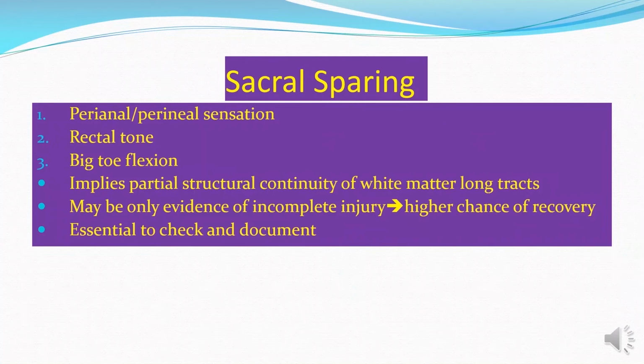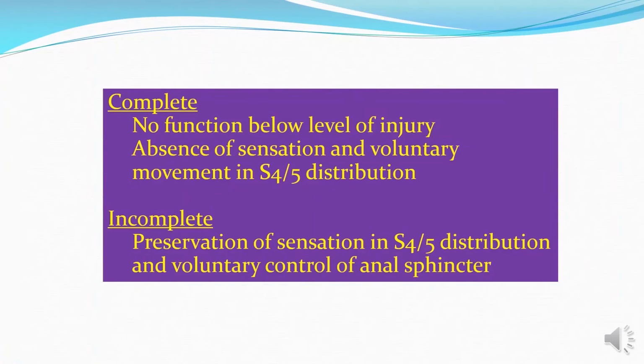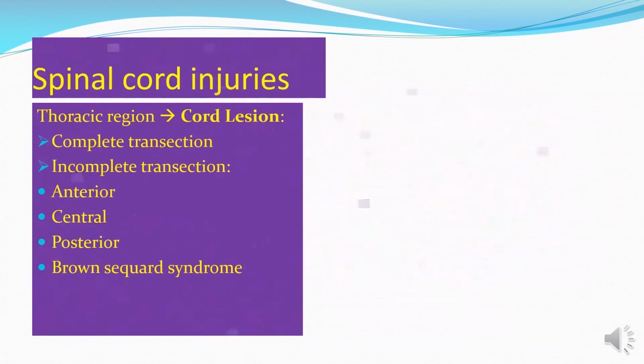Sacral sparing means perianal and perineal sensation, rectal tone, big toe flexion, which implies partial structure continuity, and may be the only evidence of incomplete injury. We have to know what is complete and what is incomplete. Incomplete means preservation of sensation in the S4 distribution and voluntary control. In spinal cord injuries, the thoracic region means cord lesion, while in the lumbar area it's cauda equina.